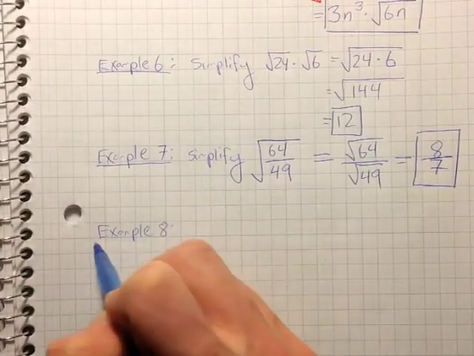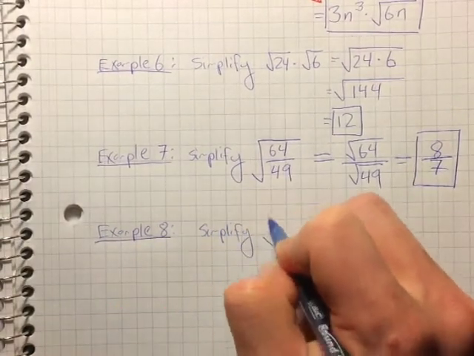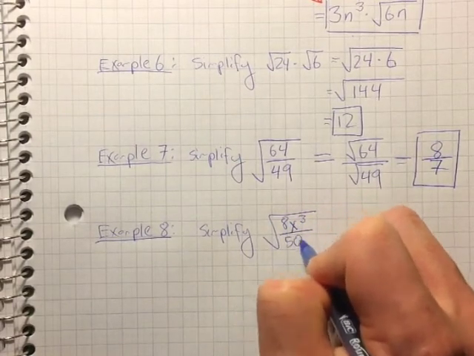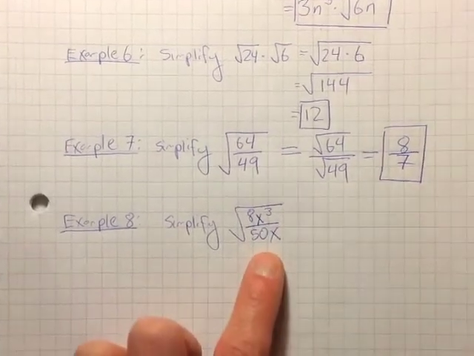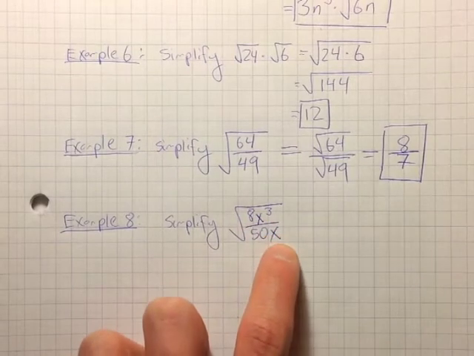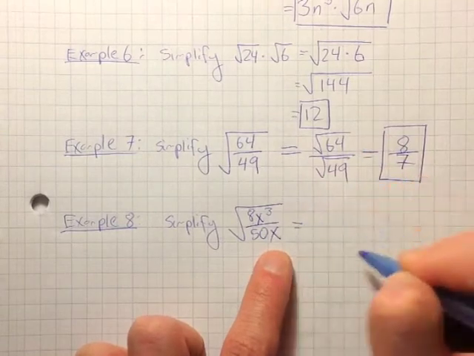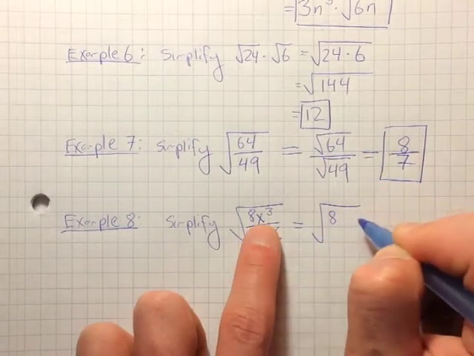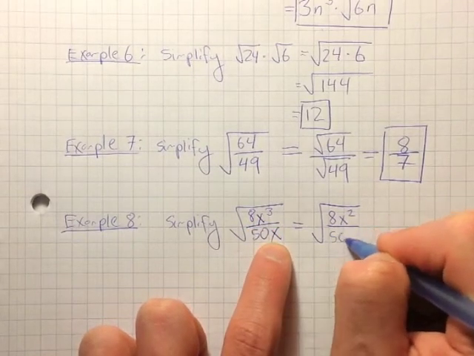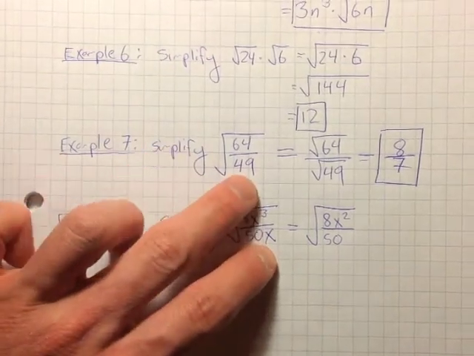Example 8. Simplify square root of 8x cubed divided by 50x. Okay? So here, first thing I notice is that I have an x cubed on top and an x on bottom. I can cancel out one of the x's, right? So up top, that becomes x squared. On bottom, the x goes away. Okay? Nothing magical there. I just canceled out an x from the bottom and the top.